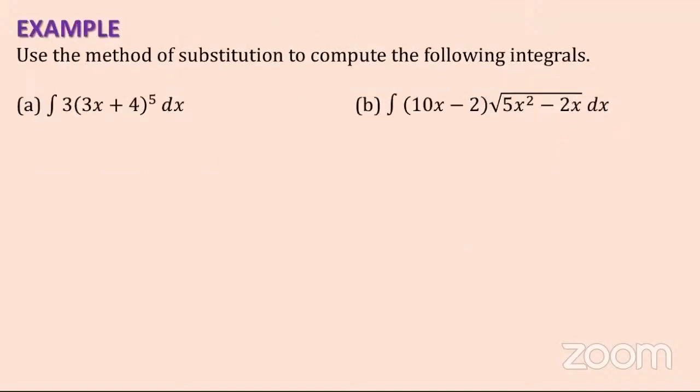So I have two examples here. Let's work on A first. The first one, A. In A, we have the integral of 3 times (3x plus 4) raised to 5, integrated with respect to x.